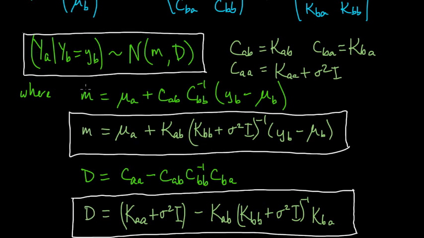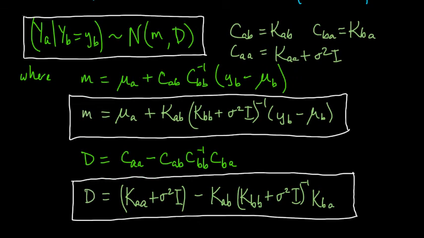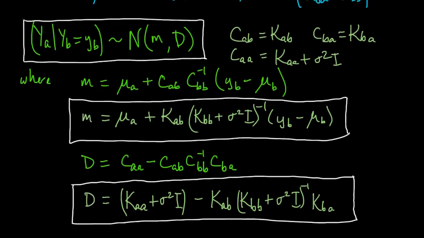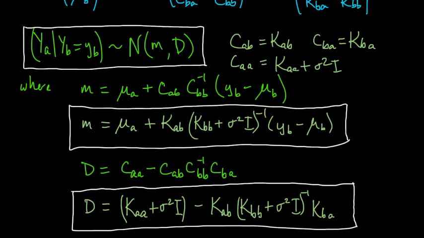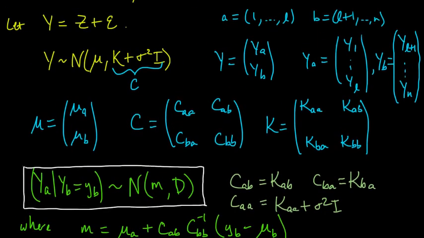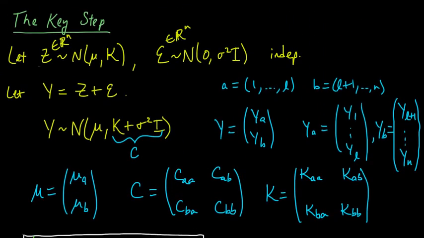And proving this fact is actually quite non-trivial, or at least involves quite a lot of linear algebra calculations to do. So there's nothing fundamentally different in what we're doing to derive this than what we did before for the Bayesian linear regression. Okay, so that's the key step.